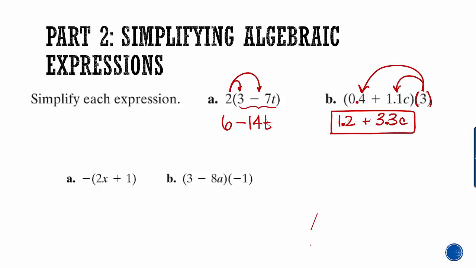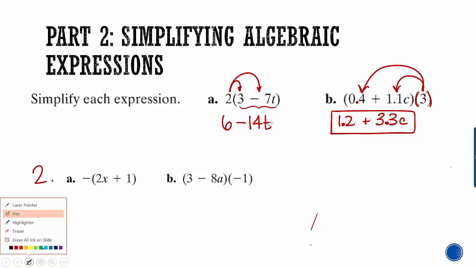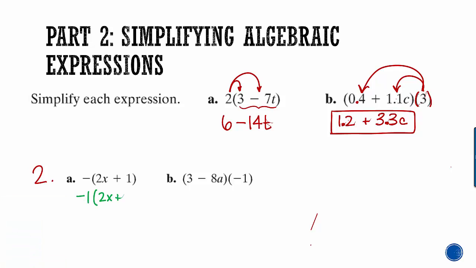And then remember, we can't combine 1.2 and 3.3c because they are not like terms. Now this next one, 2a, has just a negative floating on the outside. Remember that that's like having a negative 1 times everything inside the parentheses.